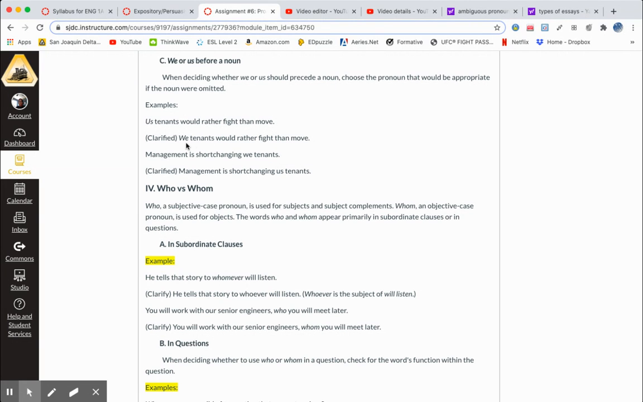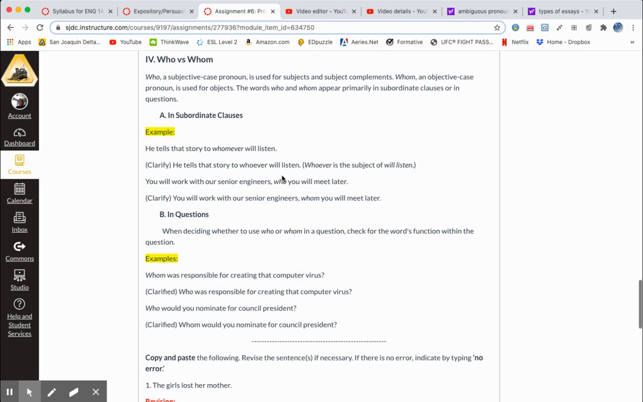We clarify it by saying we tenants would rather fight than move. If you strip away the noun tenants, you realize you would not say us would rather fight. You say we would rather fight. And then it becomes real clear. The same thing with our next example. Management is shortchanging we tenants. Management is shortchanging us tenants, right? In this case, us, because us is the object. And if you take away tenants, in both cases, it makes sense and it sounds right. Management is shortchanging we. No, you wouldn't say that. You would say management is shortchanging us.